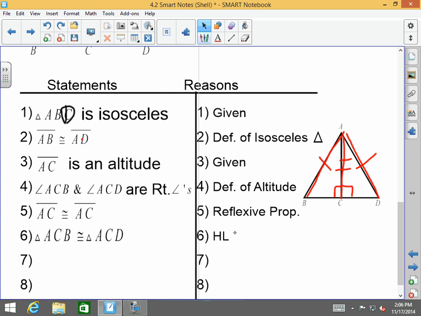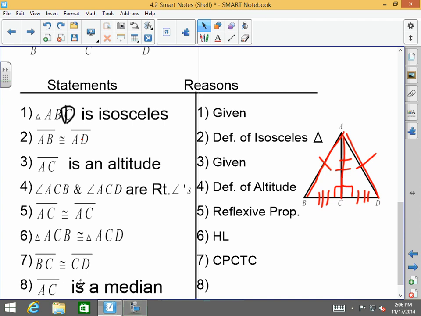And then you can quite easily prove that BC is congruent to CD because of CPCTC. And then boom, there's your proof. AC is a median, absolutely, to BD. Why? Definition of median. A median is a segment that generates from the vertex and cuts the opposite segment into perfect halves.